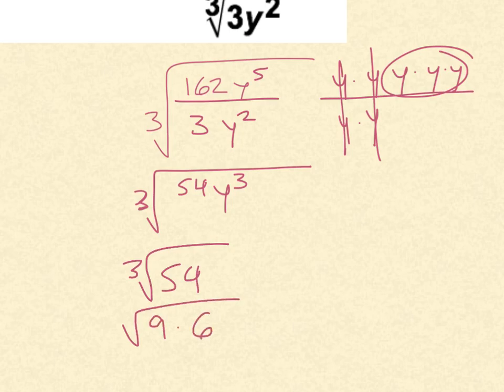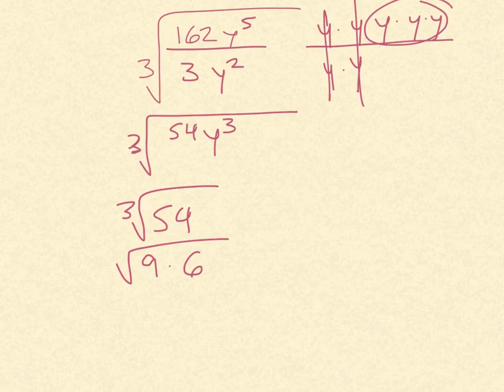Oh, 9. No, 8. 8 and 6. 8 and 6. No, we need 3. 8 and 7. Wait, what? 9 and 6? Oh, yeah. Okay. Don't we need 3 though? Yeah, so we still have to break down the 9 and the 6. So what are 2 factors of 9? 3 and 3. And what about 6? 3 and 2.